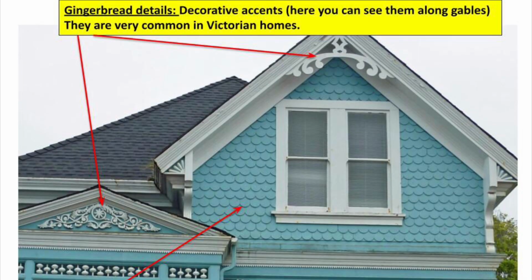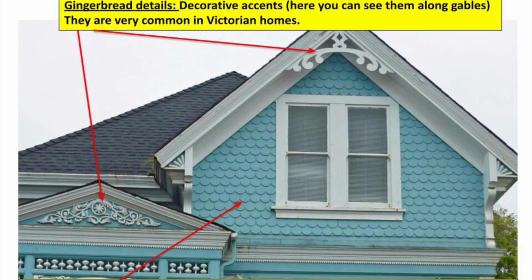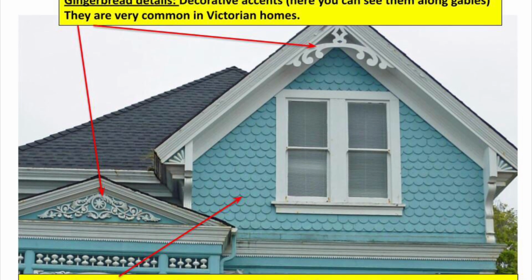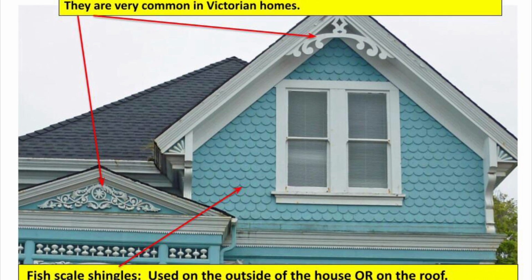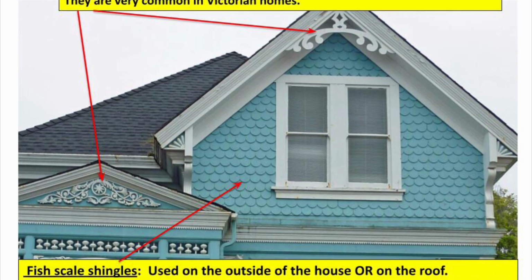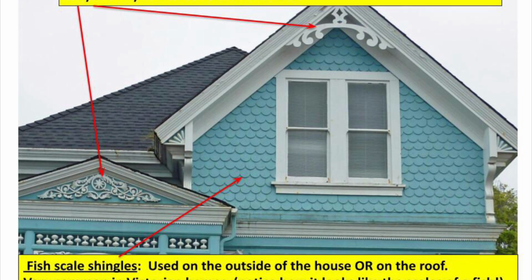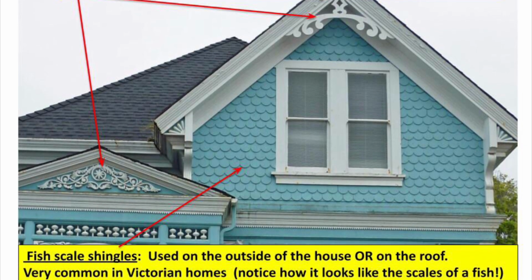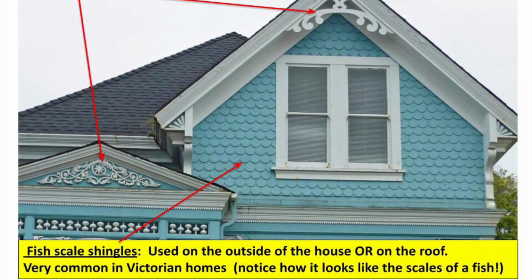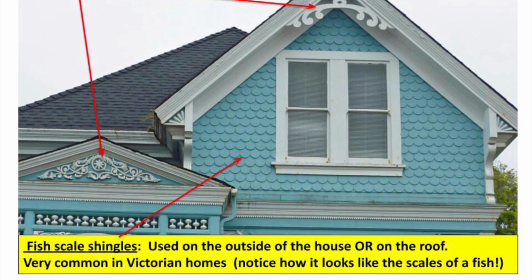Gingerbread details are very common in Victorian-style homes. These are decorative accents found along gables, sometimes above windows and above doorways. Here you can see them inside the gables. Fish-scale shingles are also very common in Victorian-style houses. They're used on the outside of the house or on the roof. Notice how it looks like the scales of a fish.